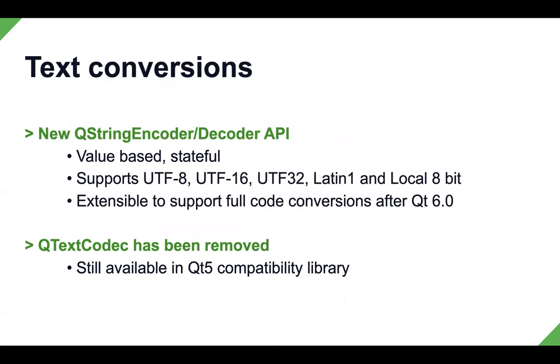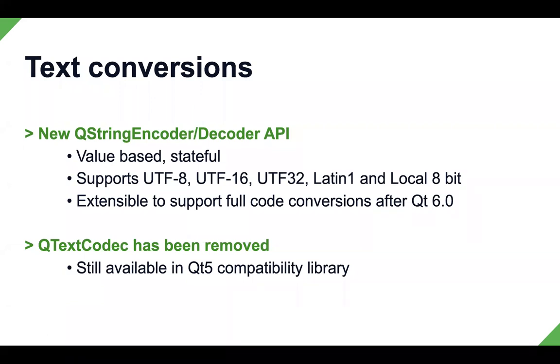In terms of text conversions, I talked about that. We moved some things out, and we have a new API called QStringEncoder and QStringDecoder. It's value-based, stateful, and it supports most of the conversions that you will need to handle in your application. QTextCodec has been removed and is available now in the Qt 5 compatibility library as well. So those are some of the changes in Qt Core that we've been doing.